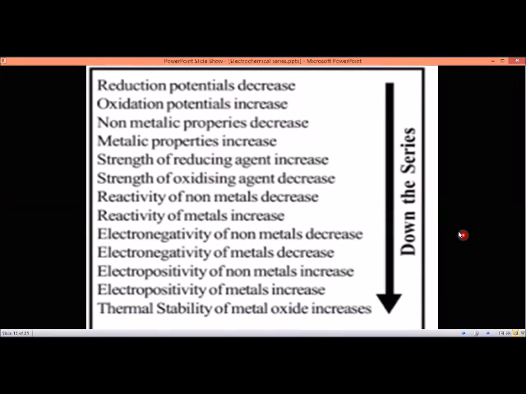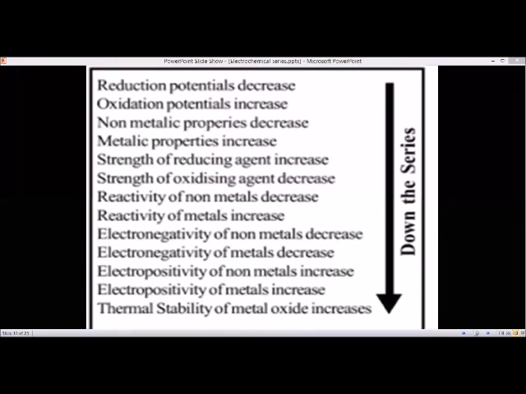Just to sum it up, in the electrochemical series, as we go down the series, the reduction potential decreases, so obviously the oxidation potential will increase. Non-metallic property decreases and metallic property increases. The strength of the reducing agent increases and the strength of the oxidizing agent decreases. The reactivity of non-metals decreases and the reactivity of metals increases. Electronegativity decreases, electropositivity increases, and the thermal stability of metal oxides increases. As we go down the series, all these things take place.